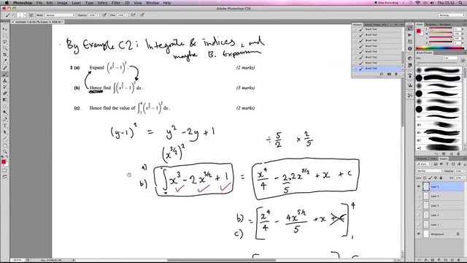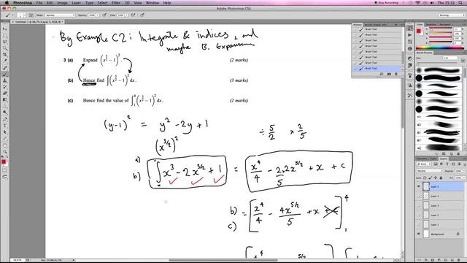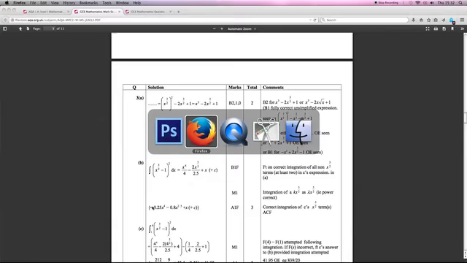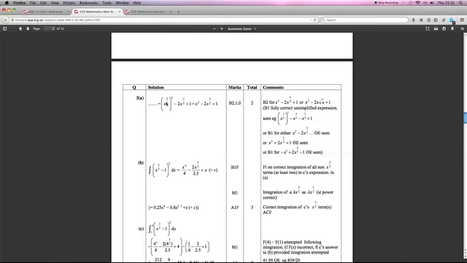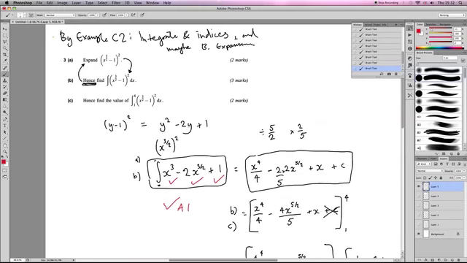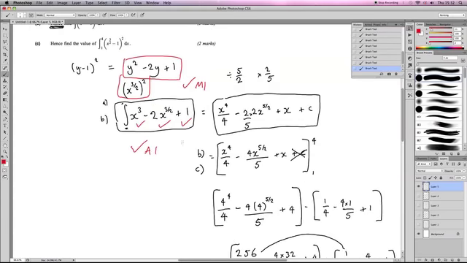So what we normally get marks for, I've got the answer, so I'll get the answer mark. The method mark would be probably for this bit here, so this part of the expansion. So what I did here, in effect, with this bit here would give me my method mark. So next part is part B.